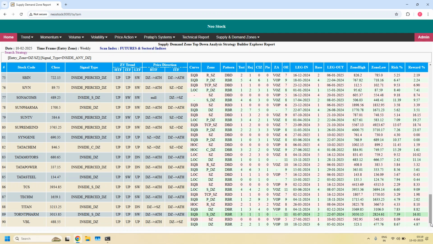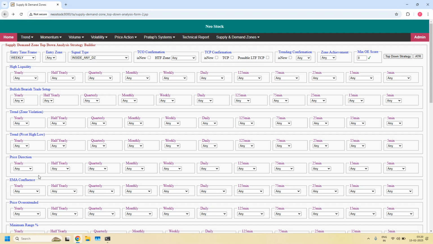Okay, so total 90 stocks are filtered. We can further filter this list. How? Simply EMA technique. How many of these weekly demand zones are having weekly EMA Confluence? So I'm going back in the EMA Confluence, this time at weekly time frame. I'm setting the filter. Weekly demand zone is having weekly EMA Confluence or not. At the same time, trend also at weekly time frame should not be sideways. So it can be up or down.